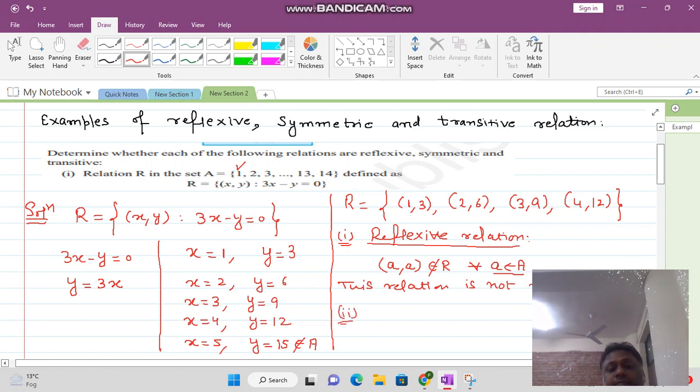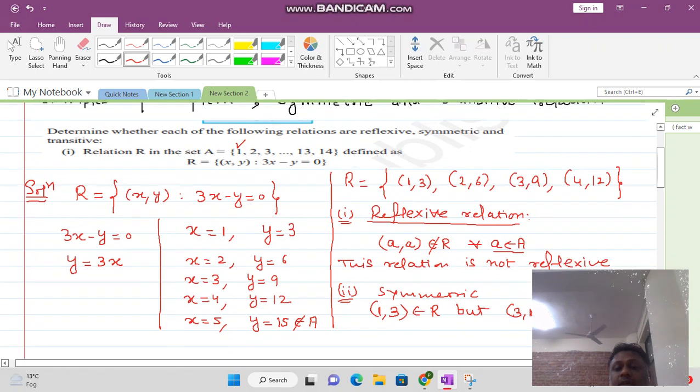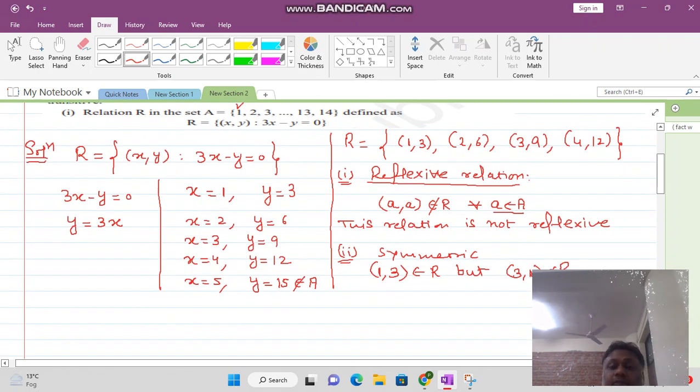Now second, symmetric. See, for symmetric, you see that (1, 3) is a member of the relation, but (3, 1) is not a member of the relation. So as (1, 3) is a member of the relation and (3, 1) is not, this relation is not symmetric.